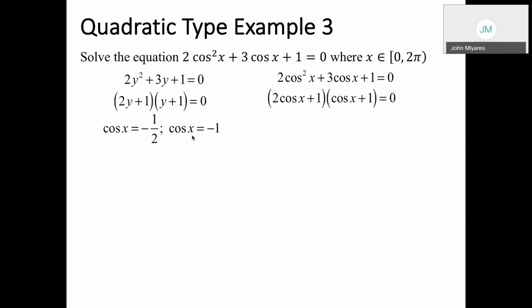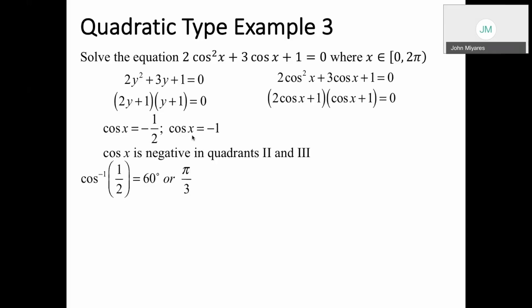We see we want the cosine of x to be negative in both of these equations, and we know that the cosine of x is negative in quadrants 2 and 3. From here, let's look at each equation separately. The inverse cosine of 1/2 is 60 degrees or pi/3. The inverse cosine of 1 is 0. Now I need to consider what those reference triangles actually look like in quadrants 2 and 3.